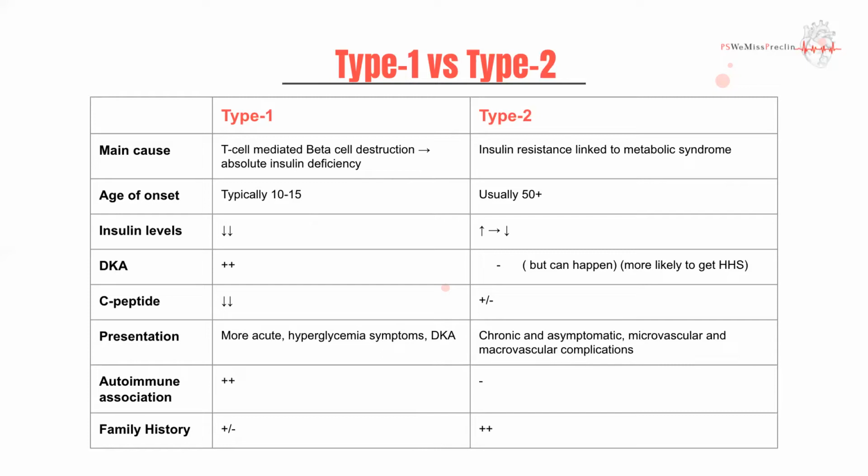However, type 2 has a huge family history. Some could say greater than type 1. And this is something that confused me in year 3 because I associate autoimmune associations with family history, but they're not quite the case here.